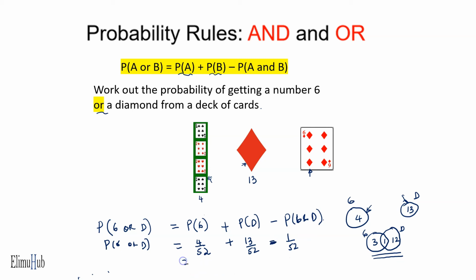If you work this out, 4 plus 13 is 17. Take away 1 is 16 out of 52. Simplifying that will give you 4 out of 13. Okay, so that is that situation.